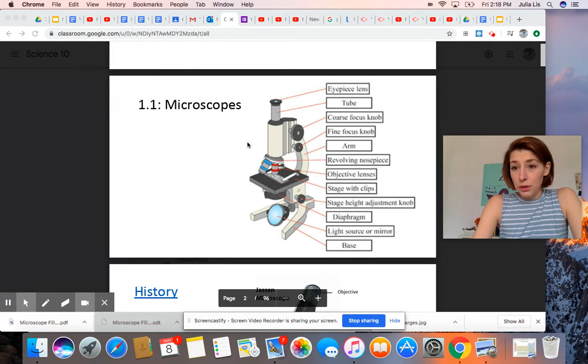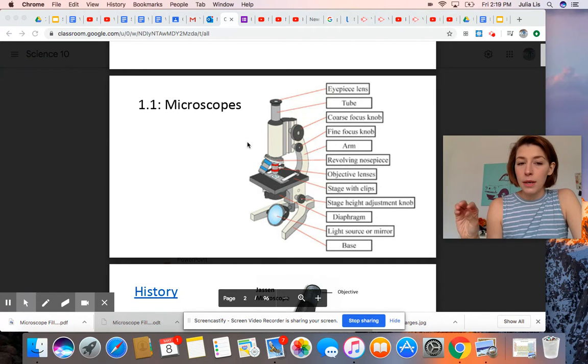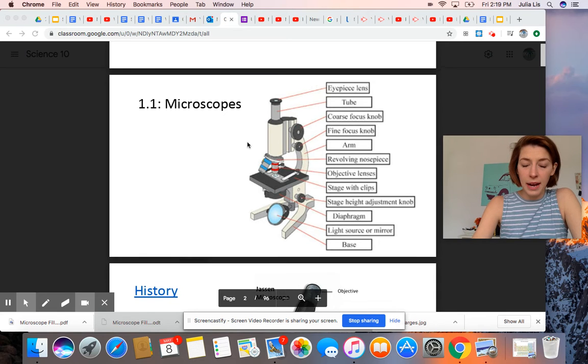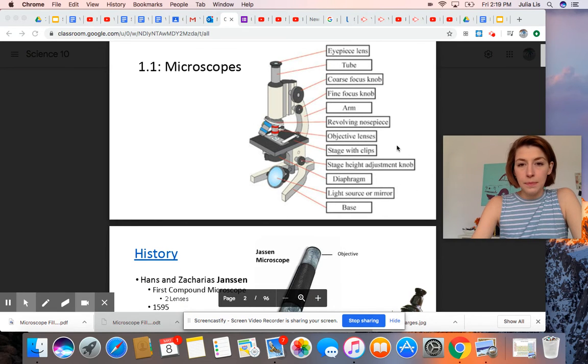There are several structures to the microscope that you will need to know by the end of this week, and you will do a little matching quiz like you had done previously. You will drag and drop the terms and label the microscope that I have for you. So these are all the structures of the microscope.